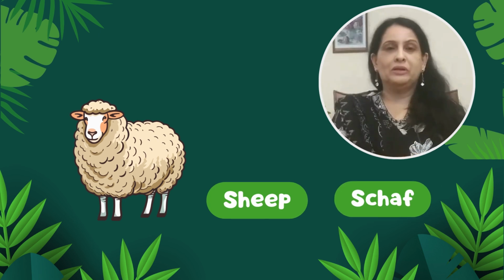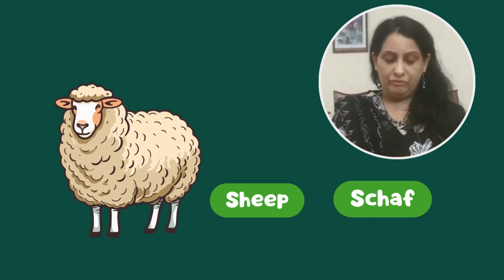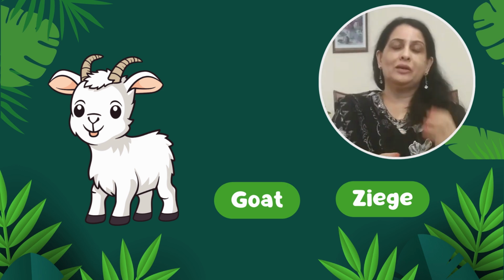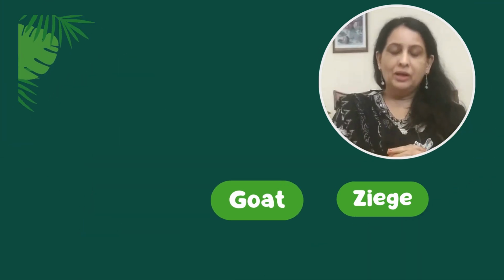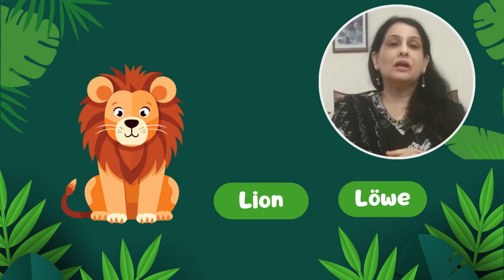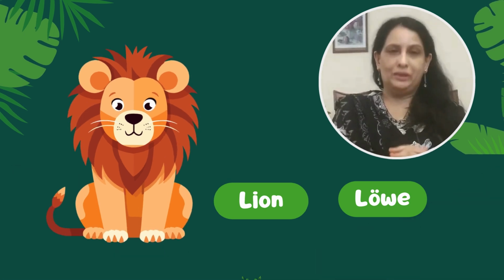So, then sheep. Sheep is Schaf, S-C-H-A-F, Schaf. Goat is Ziege. Again the same thing. We have to pronounce it as so. And then comes lion. Lion is called as Löwe, L-Ö-W-E.